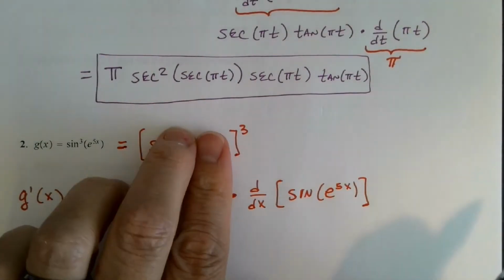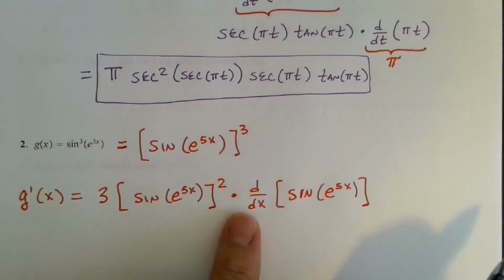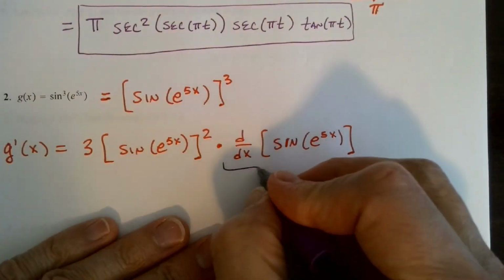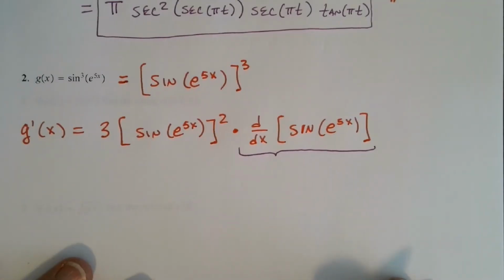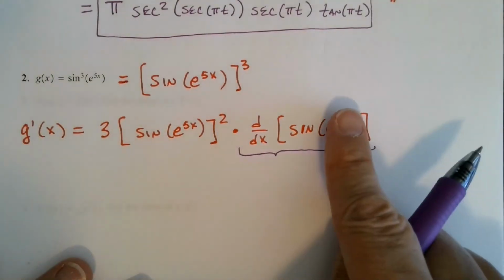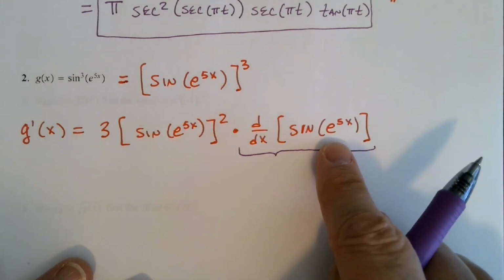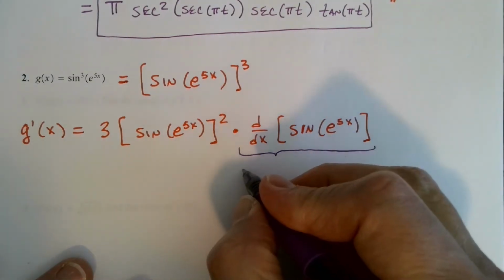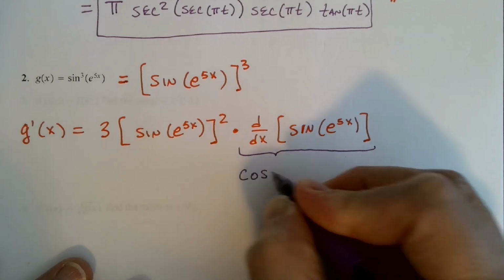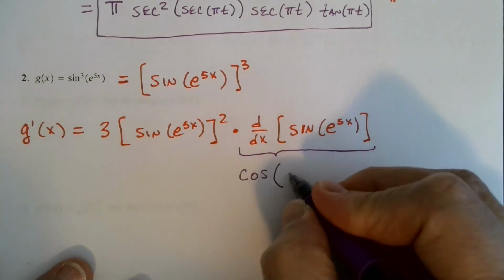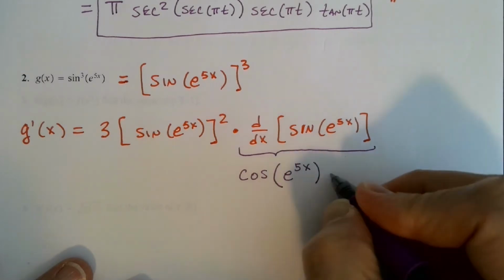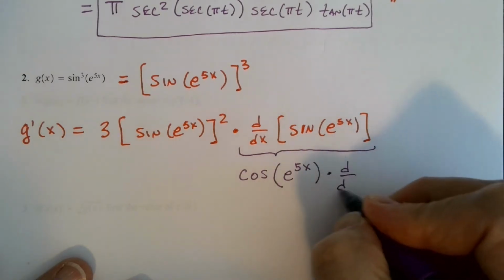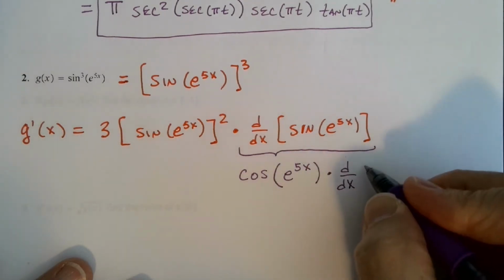Or generalized power rule, right? 3u squared. But when I take the derivative here, what do we say? Hey, there's another chain rule. So the outer function now is sine. The inner function is e to the 5x. So what's the derivative of sine? It's cosine, evaluated at the inner function, right? Times what? The derivative with respect to x of the inner function.